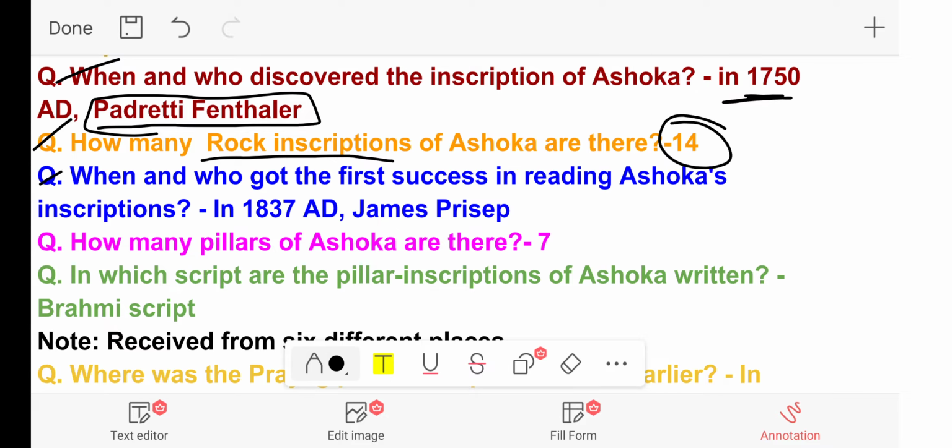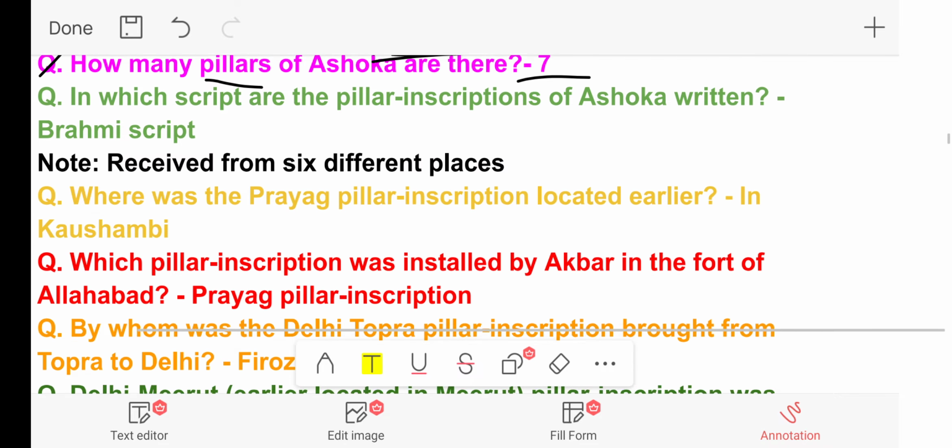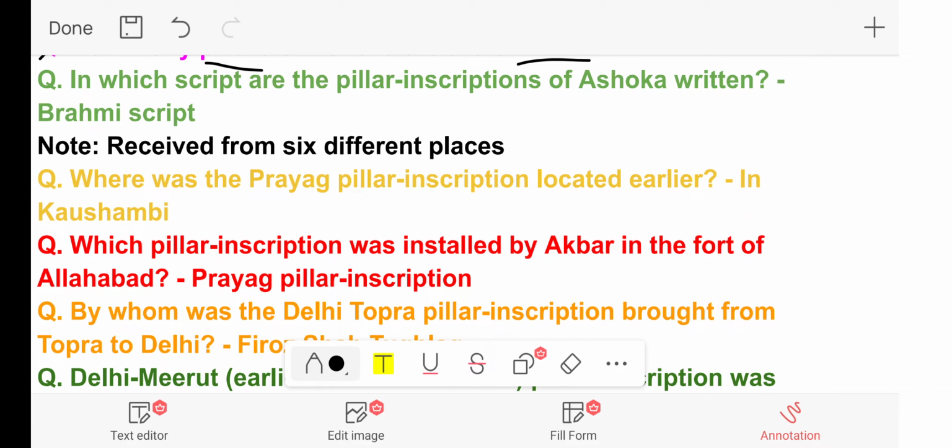Next question is, when and who got the first success in reading Ashoka's inscription? So in 1837 AD, it was read by James Prinsep. Next is, how many pillars of Ashoka are there? And the answer is 7. Next question is, in which script are the pillar inscription of Ashoka written? Answer is Brahmi script. Note, it is received from 6 different places.